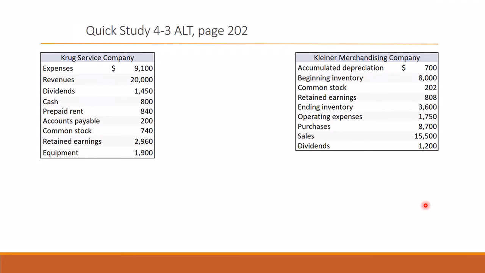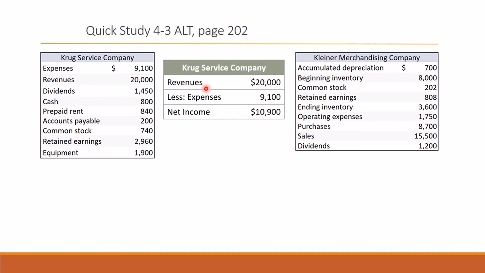In the alternate version of Quick Study 4-3, we're going to calculate some different income statement amounts for a service company compared to a merchandising company. So let's start out with Craig's Service Company, and by now you're a master at calculating income amounts, like net income for a service company. All we do is simply take our revenues of $20,000 minus our expenses of $9,100, and we come up with a net income of $10,900.